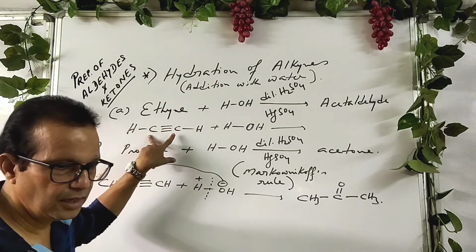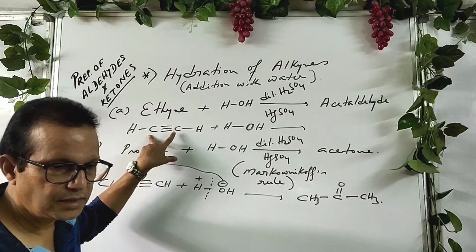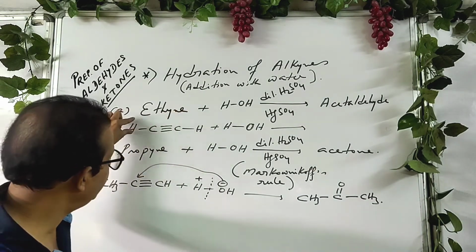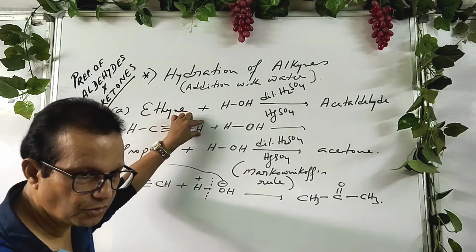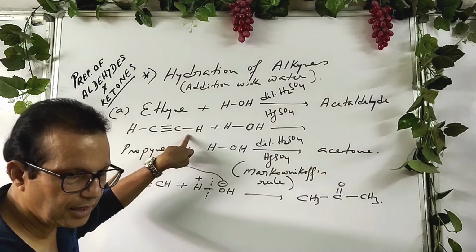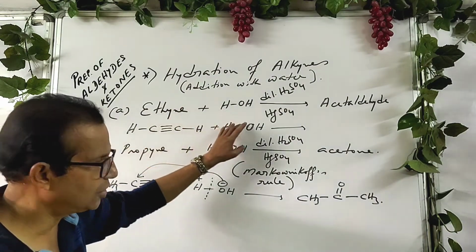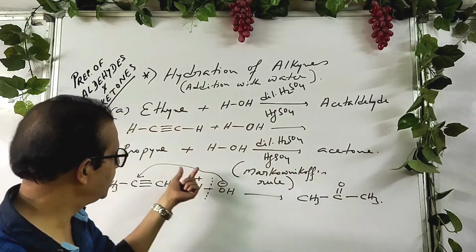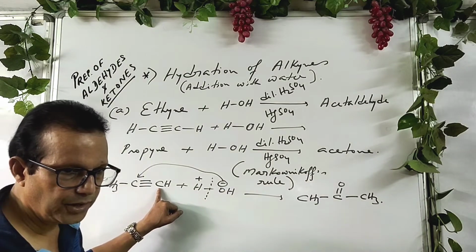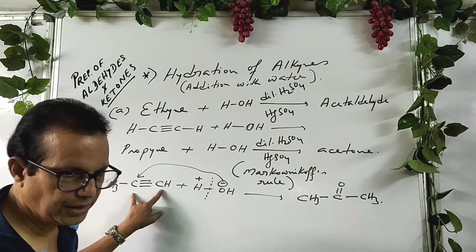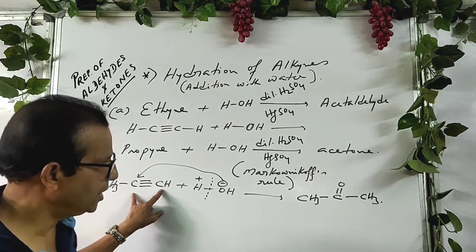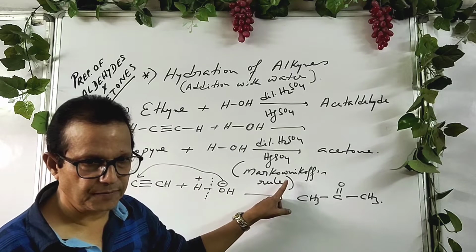This is symmetrical alkyne. What are symmetrical? If the triple bonded carbon atom contains same number of hydrogen or group, that's called symmetrical. In case of symmetrical alkyne, addition reaction does not follow any rule. But this is unsymmetrical alkyne because the triple bonded carbon atom contains different number of hydrogens. So for unsymmetrical alkynes, addition reaction follows Markovnikov's rule.